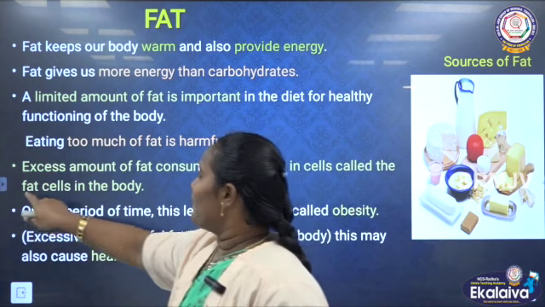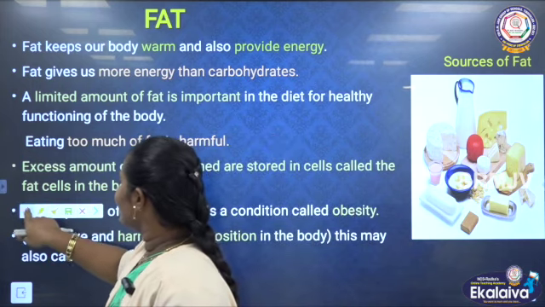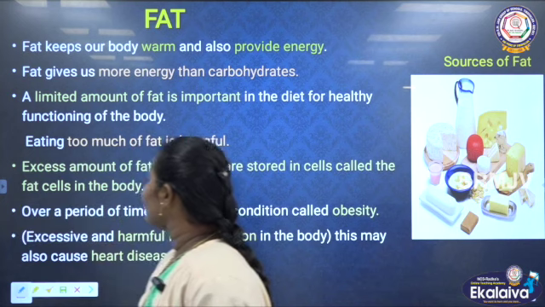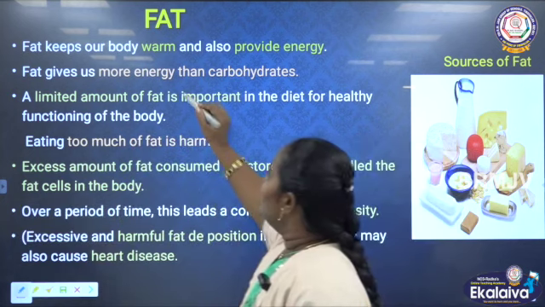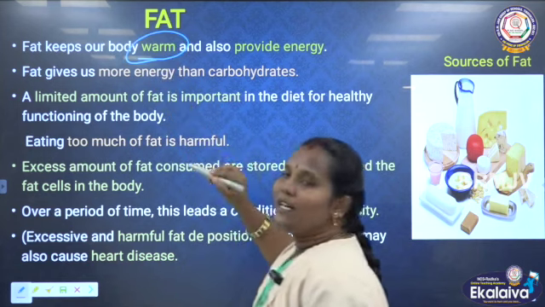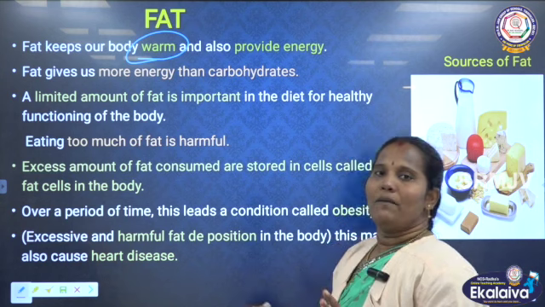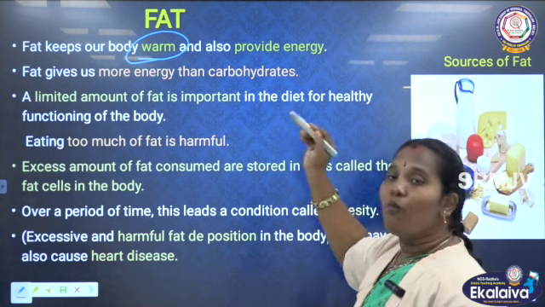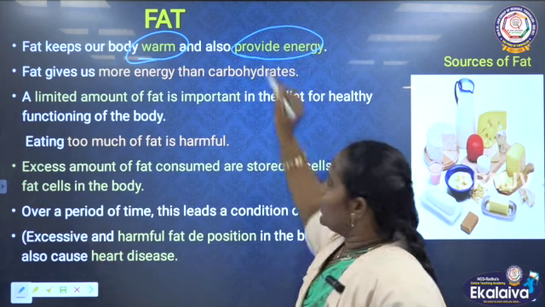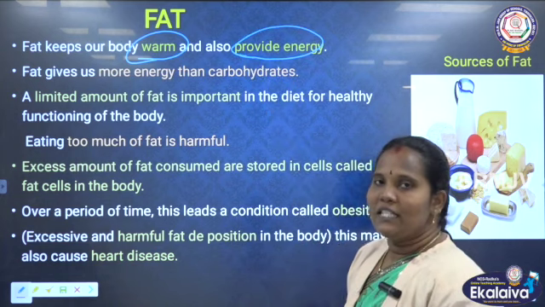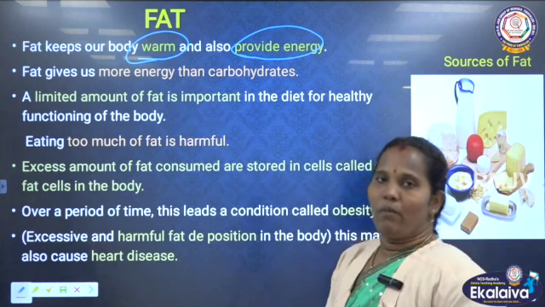Next one is fat content. See, fat keeps our body warm. I told you fat and carbohydrate are both energy giving foods. Apart from this, fat gives a warm condition to our body and also provides energy. So fat helps us in two ways. One is it keeps our body warm.